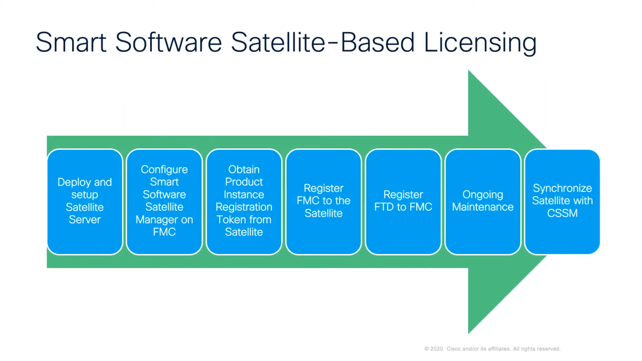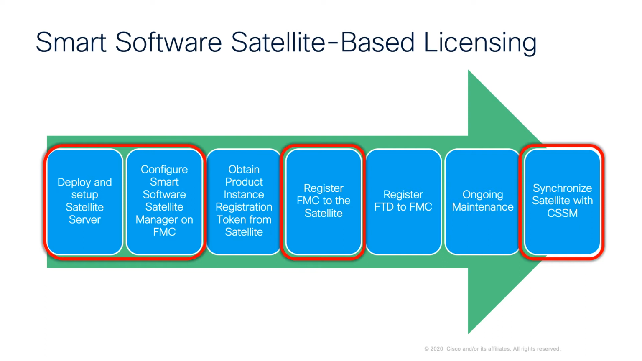So if we take a look at the workflow for deploying a satellite-based licensing server, it's very similar to the previous video we had about deploying the direct connections. However, there are a couple of extra steps involved. That would be to deploy and set up the satellite server first on-prem, configure the smart software satellite server in your management center, and then register your firepower management center to the actual satellite server itself. The rest of the steps in this process are the same as in the previous video. And finally on there we'll show you how to synchronize your satellite server with the CSSM.